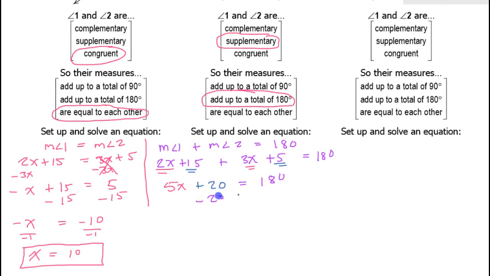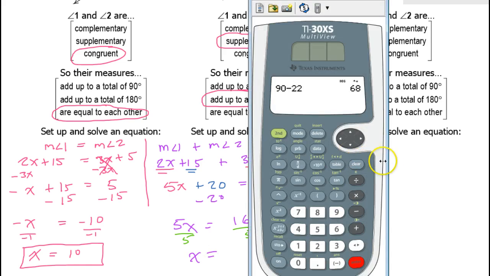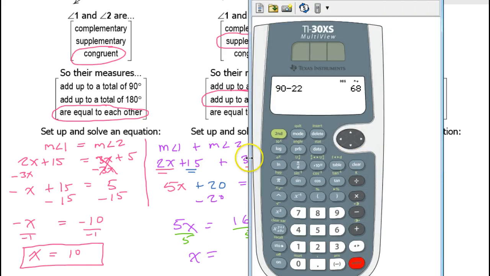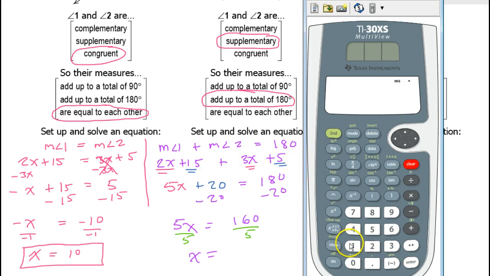So now we will subtract 20 from both sides. That will give us 5x is equal to 160. And then we just need to divide both sides by 5 to get x by itself. So x is 32.